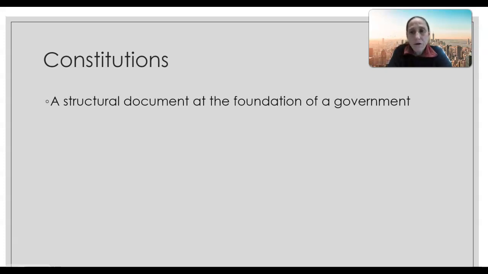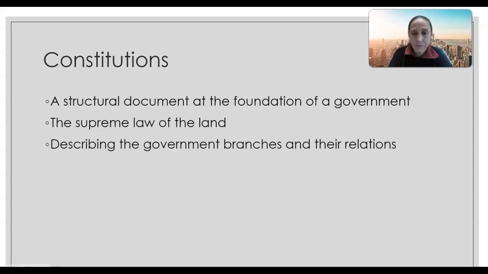So let's think a little bit about what constitutions are. A constitution, not just the US Constitution, any constitution, is a structural document that is at the foundation of the government, or of any government for that matter. Because it is a structural document, it is the supreme law of the land. That means that every other law, legislation, rule, norm, decree, whatever comes after that, has to fit the Constitution and cannot be in conflict with it, because it is the supreme law of the land.